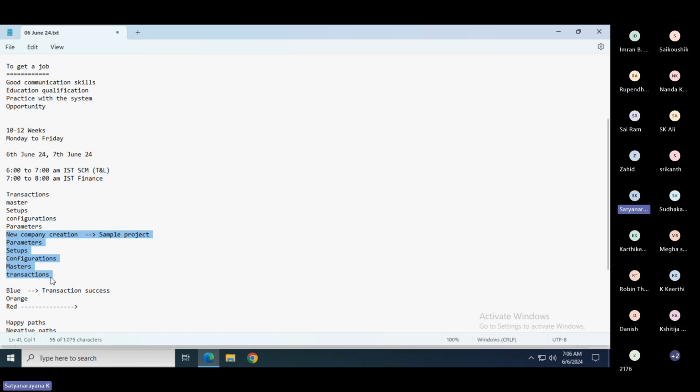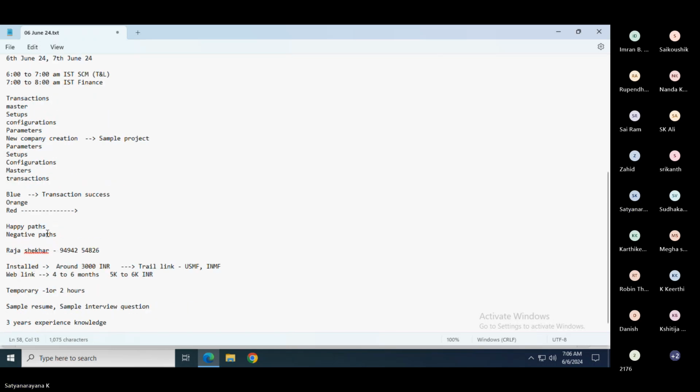I will show you happy paths, that is positive scenarios. If you are doing a positive scenario, it will be posted successfully. The transaction will be a success. That is fine. But negative paths you need to understand. Negative paths are error messages or warning messages. The error messages and warning messages will be in orange and red color. That is your duty.